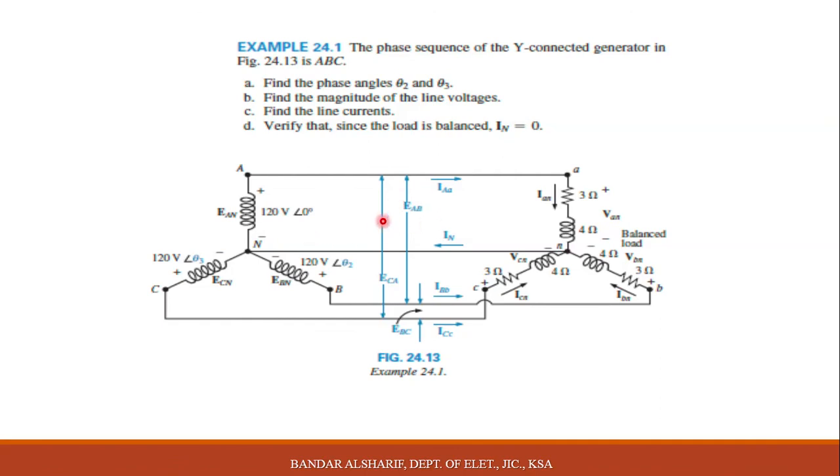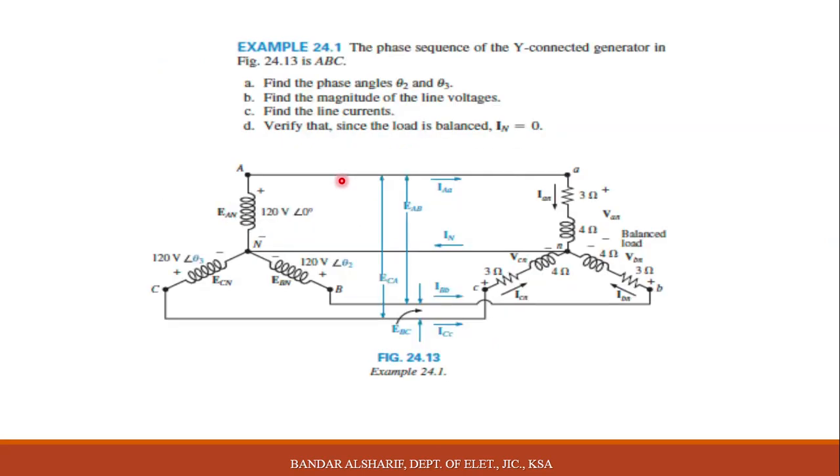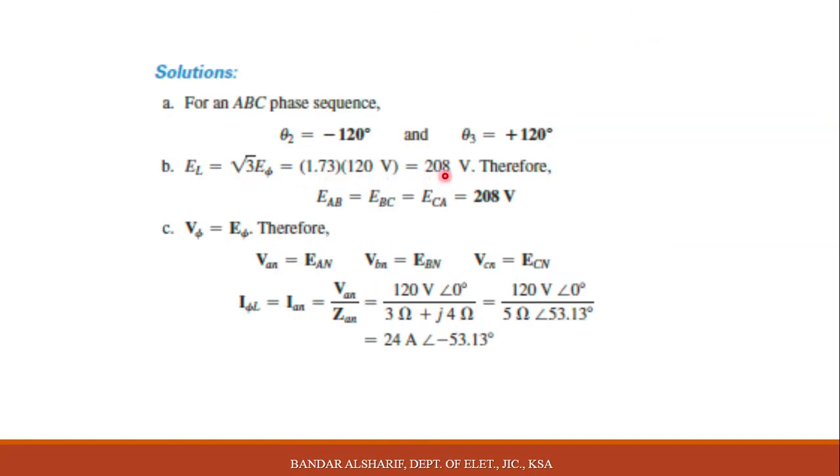Let us start solving one by one. Find the phase angles theta 2 and theta 3. We know this is an ABC sequence, then theta 2 will be minus 120, and theta 3 will be plus 120, or we can say theta 3 is plus 120 and theta 2 is plus 240, as we mentioned in the last lecture. For the magnitude of the line voltage, we multiply the phase value by root 3. You can see here, root 3 multiplied by the phase value, which is 120. You multiply it by root 3, and you will get 208, similar to our equipment in the lab.